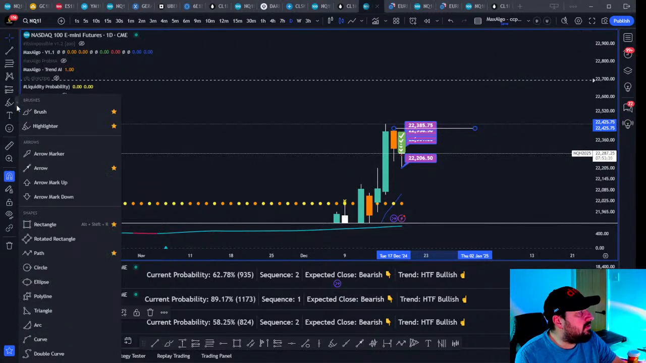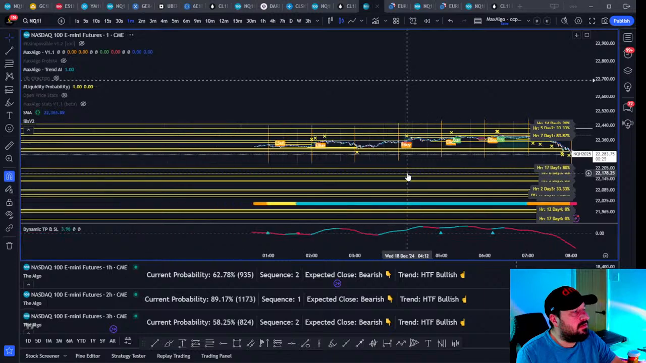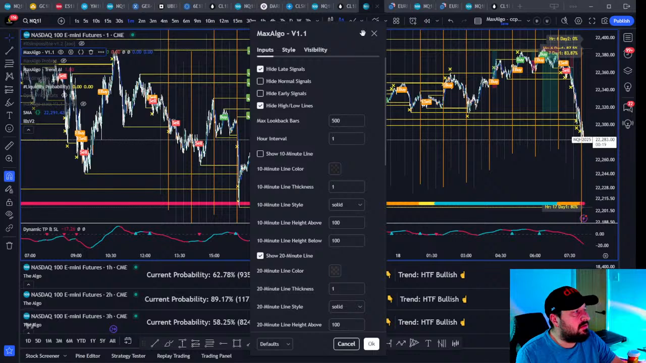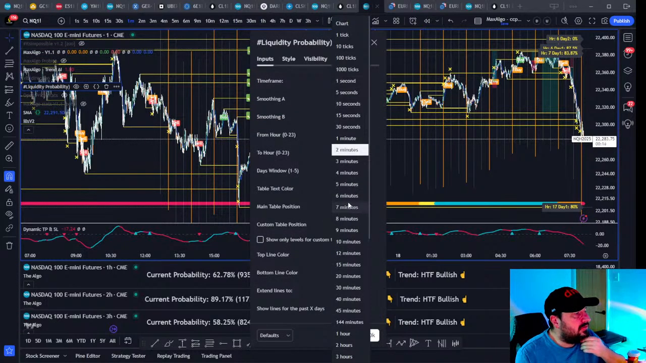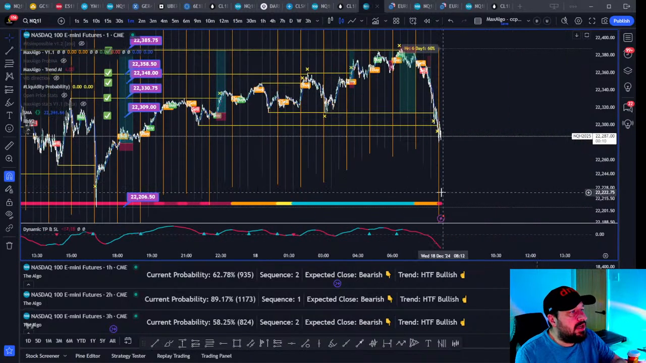Let's put a price label on that, right? I'll just put it on the chart. Let's go back. I'm just going to increase our liquidity level timeline to reduce the noise. I had it on 5 minutes, I think, originally. Okay.